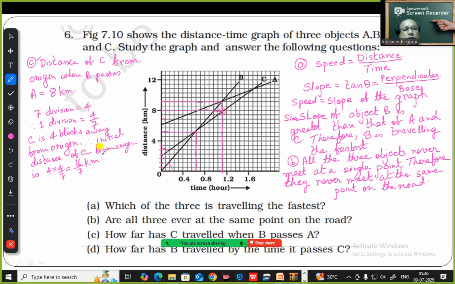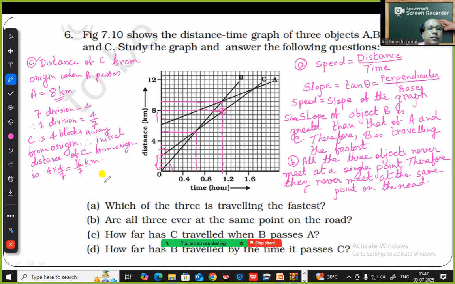Again you see that C is 4 blocks away from origin. The initial distance of C from origin is 4 into 4 by 7, that is 16 by 7 kilometer, right. And the distance of C from origin when B passes A is equal to 8 kilometer. We have to subtract this distance from 8 kilometer.